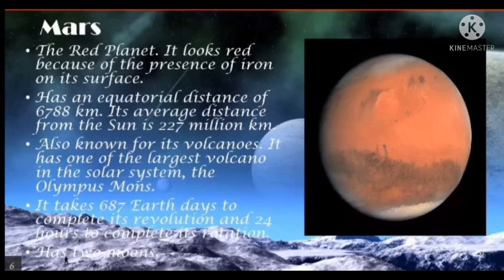It is also known for its volcanoes. It has one of the largest volcanoes in the solar system, the Olympus Mons. It takes 687 Earth days to complete its revolution. Like Earth, it takes 24 hours to complete its rotation.